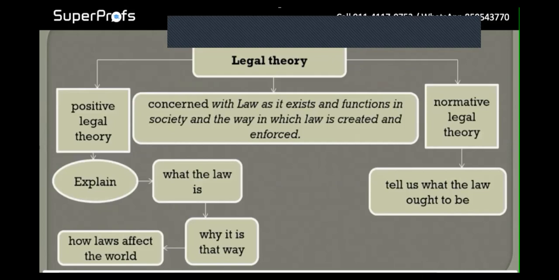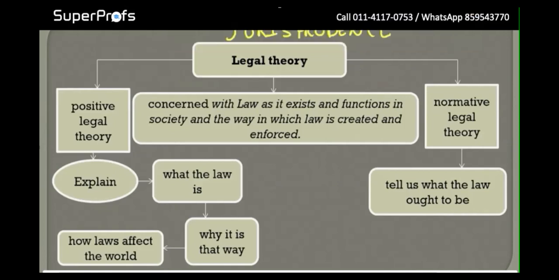I told you jurisprudence, we also call it legal theory. Juris and prudence: I told you already, juris is law and prudence is knowledge. So, knowledge of the law. What is legal theory? Let us have a look at it. Positive legal theory explains what the law is, why the law is that way, and how laws affect the world. This we call the positive legal theory.